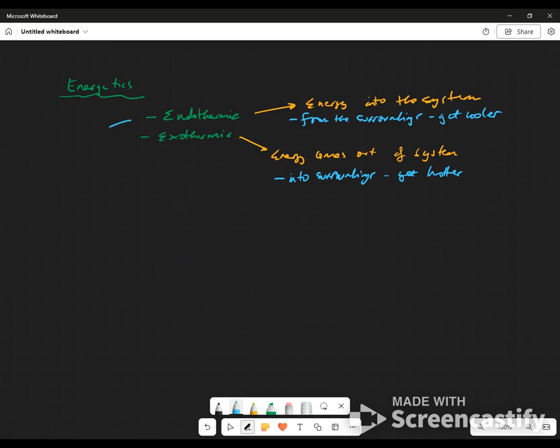So if it's an endothermic reaction, the system gains energy. That's why delta H is positive. If delta H is positive, the surroundings lose, and they get cooler. And for an exothermic process, the system loses energy, so that's negative. But the surroundings gain the energy. Surroundings gain.